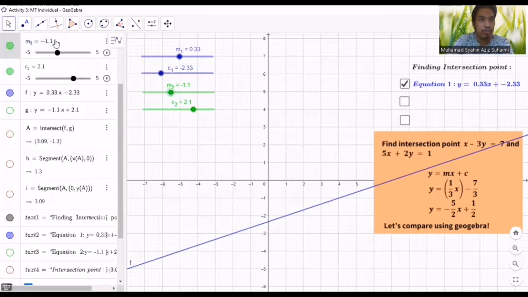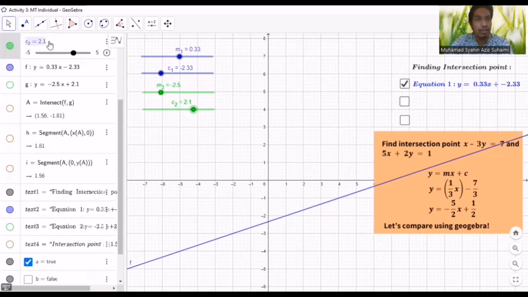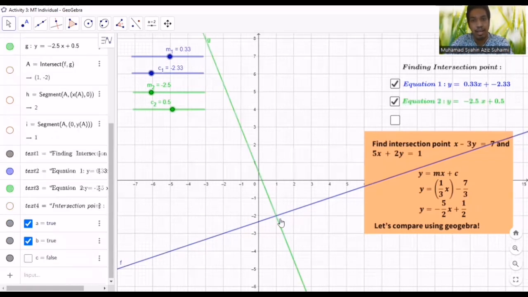Negative 2.5. 2.5. And 1.1/2 is 0.5. So the c value is 0.5 or 1/2. And that's the equation, and that is the intersection point we get.